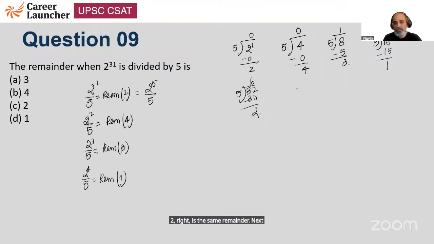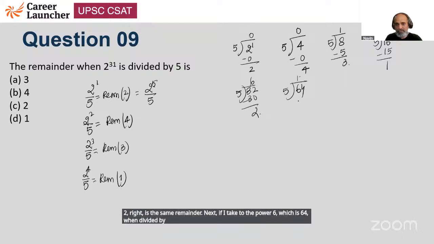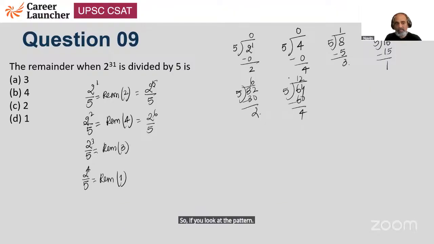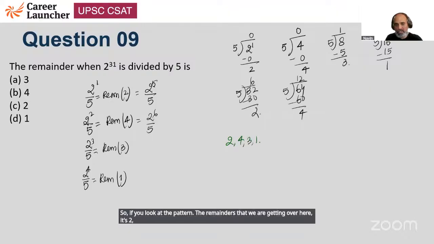Next, if I take 2 to the power 6, which is 64, when divided by 5, it will go 12 times and the remainder will be 4. So 2 to the power 6 when divided by 5 also gives us a remainder 4. So if you look at the pattern, the remainders that we are getting over here, it's 2, 4, 3, 1, 2, 4. Next, फिर से 3 आएगा, फिर से 1 आएगा, and this continues.